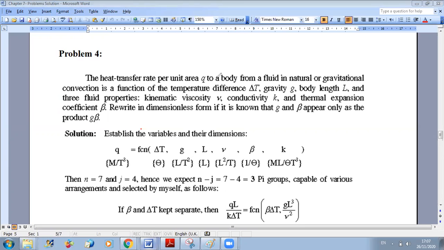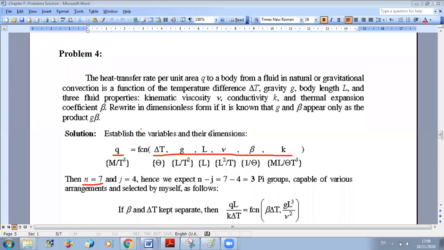So here we have the variables involved. We want to express Q as a function of delta T, G, L, mu, beta, and K. So the first step is to list the variables and count them. We have 1, 2, 3, 4, 5, 6, 7, counting all variables with Q. Okay? So N is equal to 7.